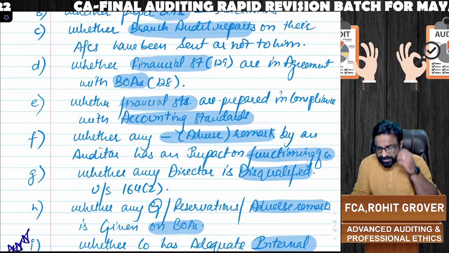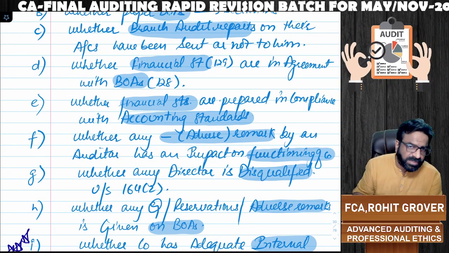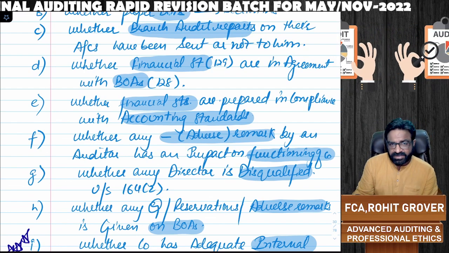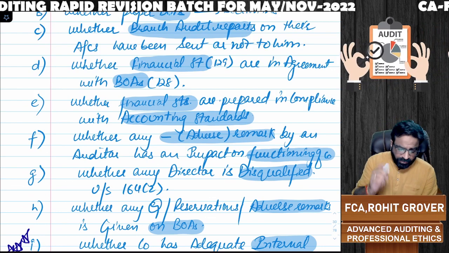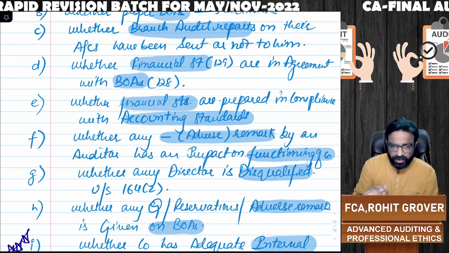the accounting standards. As you all know, from 2015 onwards some companies have started following Ind AS, and some companies are still following the accounting standards. Whether they are following Ind AS or accounting standards, we have to check that their financial statements are prepared in compliance with the accounting standards or not.